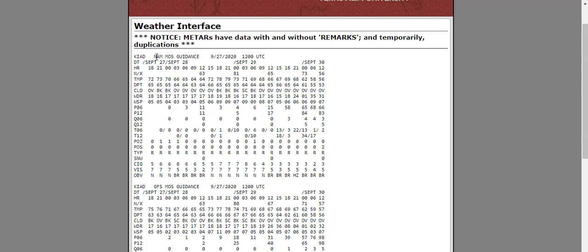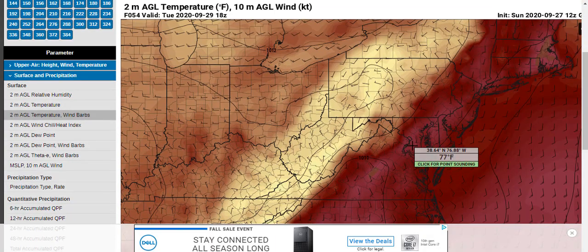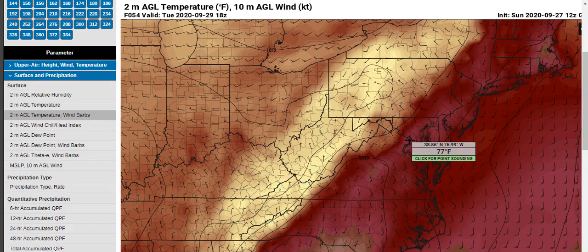So according to the NAM MOS, on the 29th, the low of the day is 65 and the high of the day is 73. And according to the GFS, the low is about 67 and the high is about 71. Now, you might be thinking, well, it's really useful just to go on Pivotal Weather and move my mouse over here and figure out what the high and low temperature is.